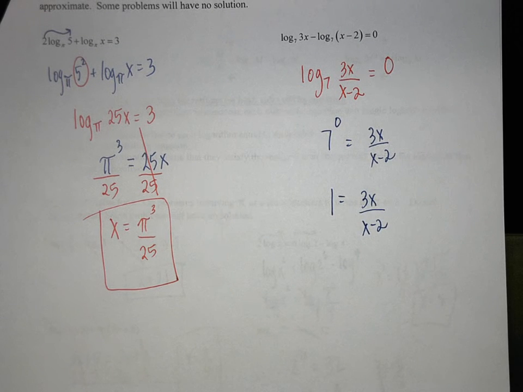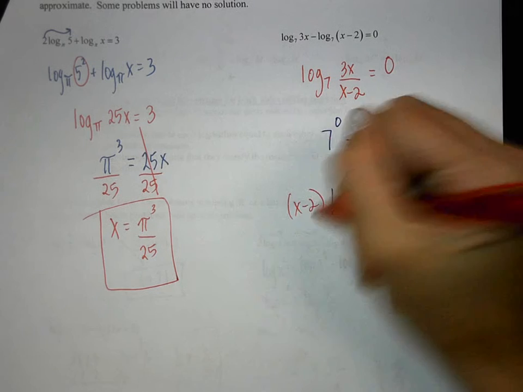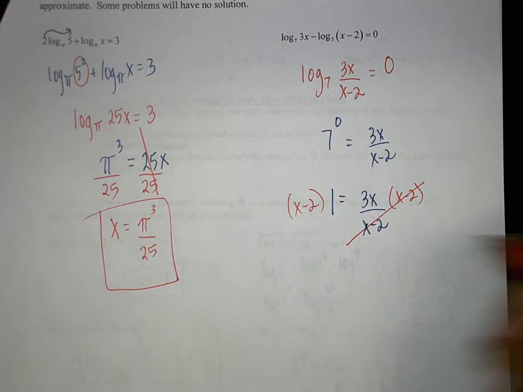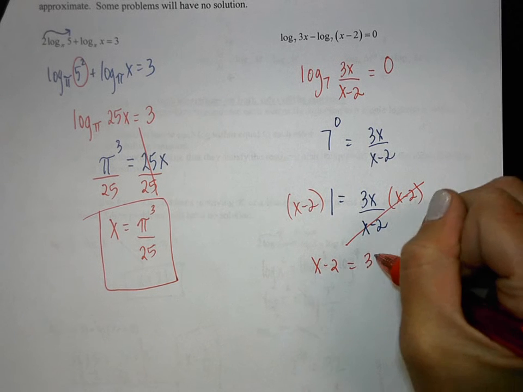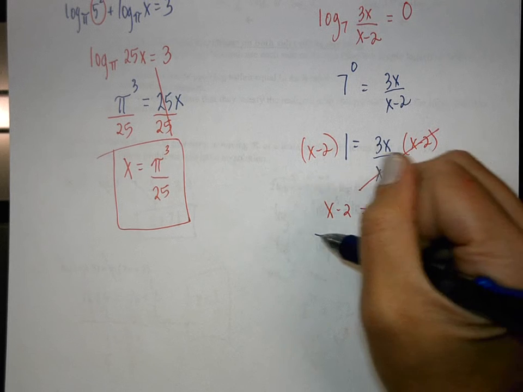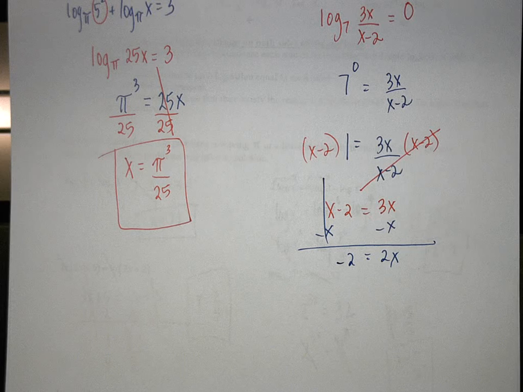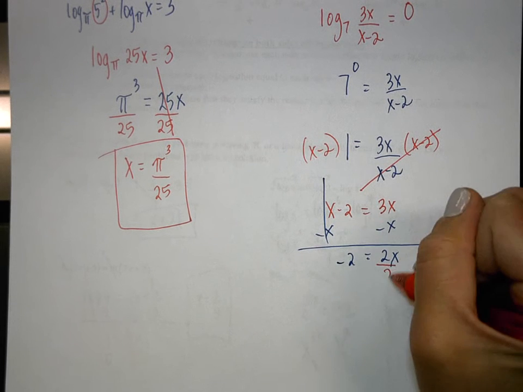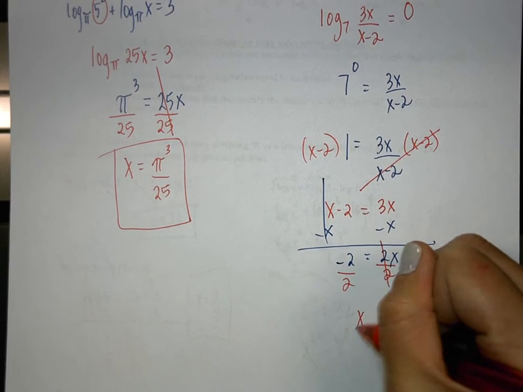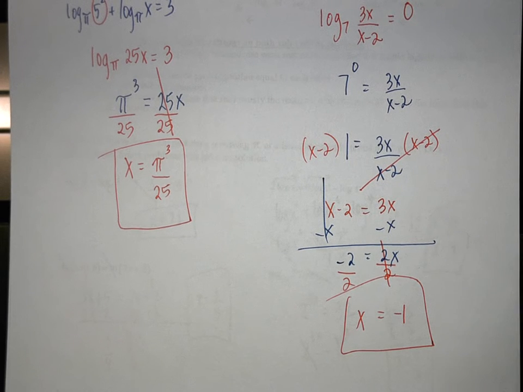Jordan, how will I eliminate x minus 2 from the denominator? Multiply x minus 2 both sides. Very good. And so these cancel. We have x minus 2 equals 3x. Our next step would be to subtract x. Very good, negative 2 equals 2x. And our last step here would be to divide by 2. And we get x equals what? Negative 1. Okay. And there's our answer. Are there any questions?